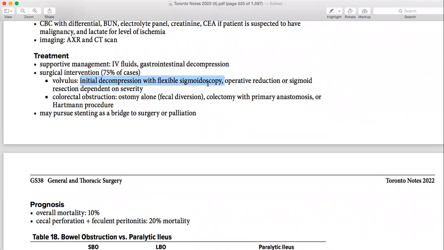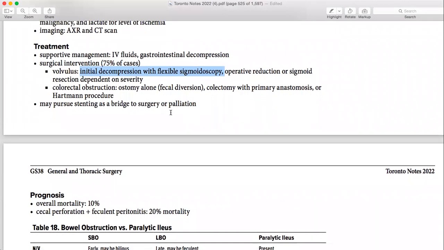So you're not going to pass all the way from the mouth to the large bowel obstruction. You have to make the patient feel comfortable as well. You are treating it, but that doesn't mean you have to go all the way like that. Operative reduction if it is causing a problem. Then for colorectal obstruction, ostomy alone, like fecal diversion, colectomy, and anastomosis, Hartmann procedure, and all of this.